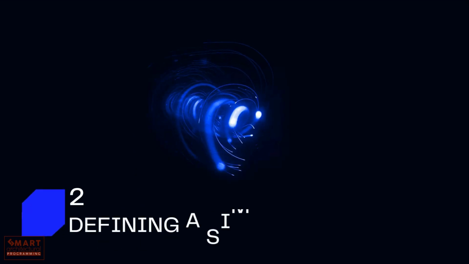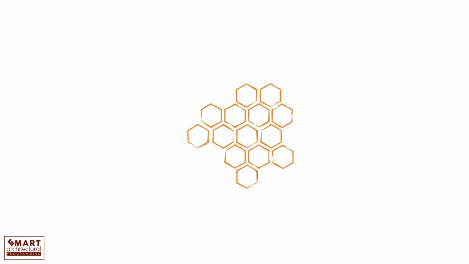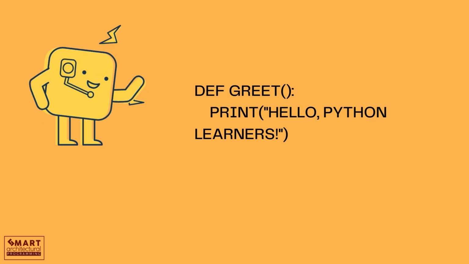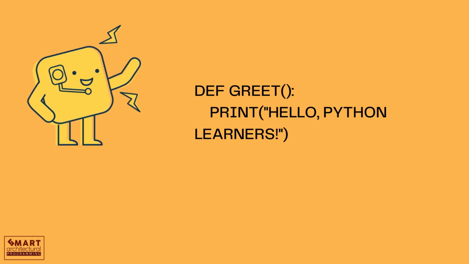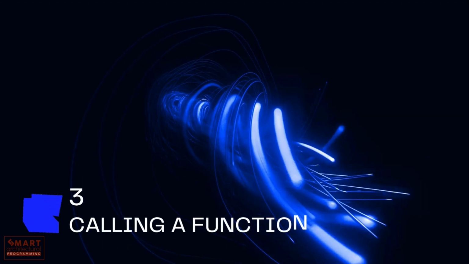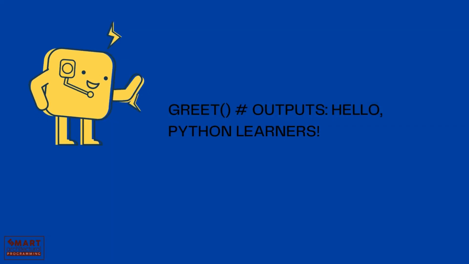Let's start by defining a basic function. In Python, you define a function using the def keyword, followed by the function name and parentheses. This function, named greet, prints a greeting when called. To see our function in action, we need to call it. Here's how you can do it.